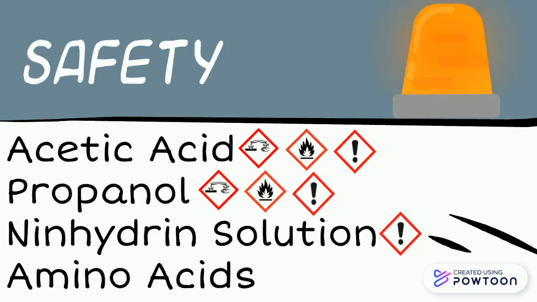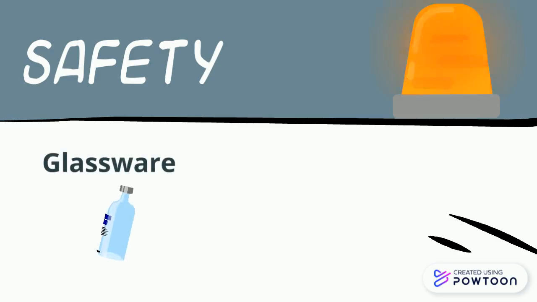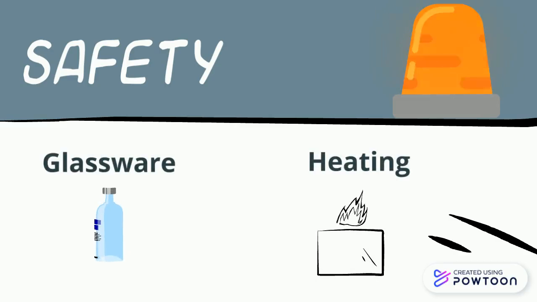Ninhydrin solution is an irritant, and lastly, most amino acids don't meet GHS hazard criteria, therefore they aren't hazardous. However, some are irritants, such as tyrosine and phenylalanine, and so care needs to be taken when handling these amino acids. Glassware must be handled carefully and if broken, disposed into the appropriate container. When using a hot plate, make sure area is tidy and use appropriate materials.